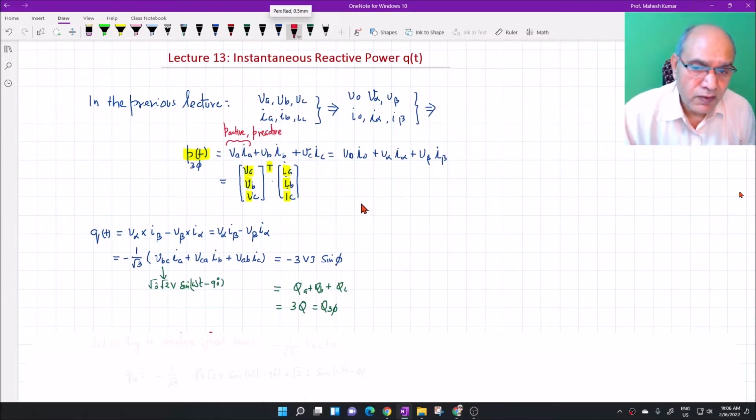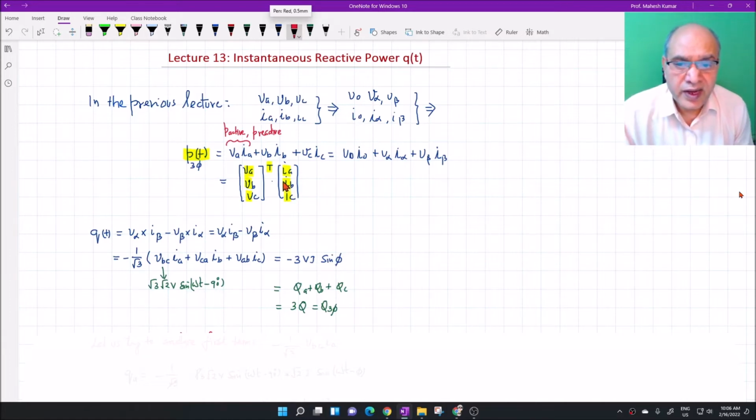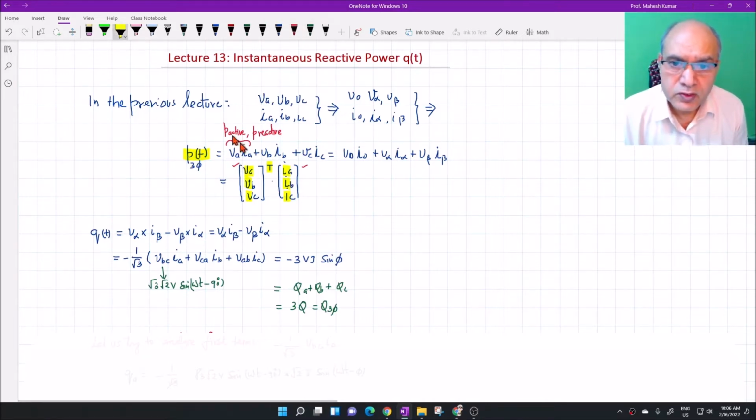For instantaneous power, we said that we can define the term basically as the inner product of voltage and current, which is equal to Va into Ia plus Vb into Ib plus Vc into Ic, which is also equal to V0 I0 plus V alpha I alpha plus V beta I beta.